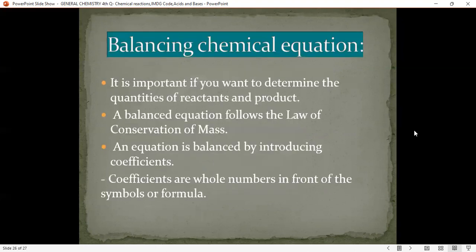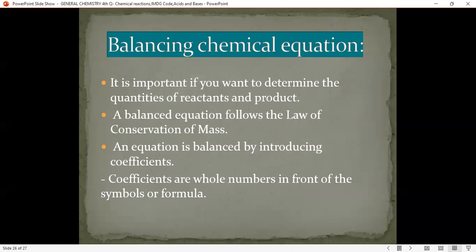So now let's go to balancing chemical equations. It is important if you want to determine the quantities of reactants and products. So a balanced equation follows the law of conservation of mass. An equation is balanced by introducing coefficients, which are whole numbers, in an equation in order for us to balance it and know the proportionality of the elements from the reactants going to the products.